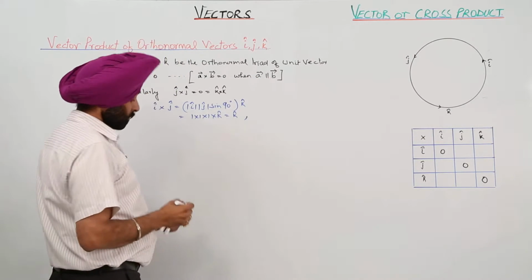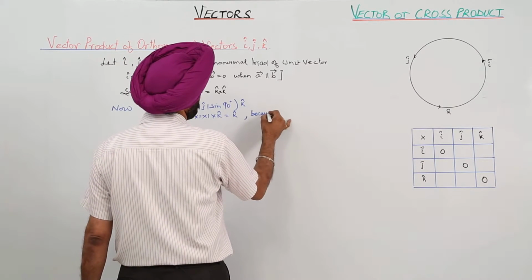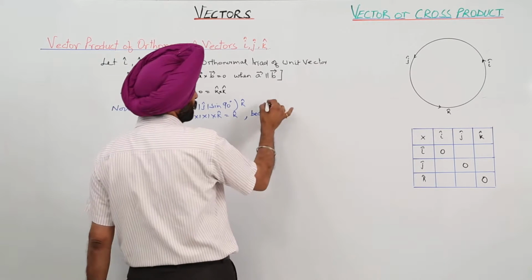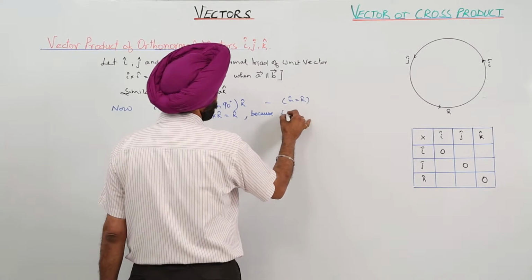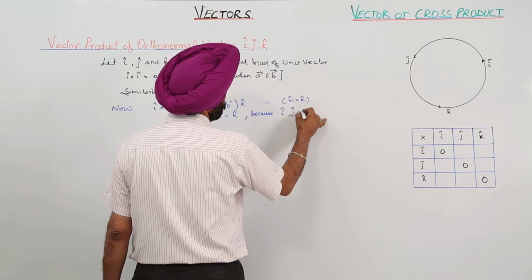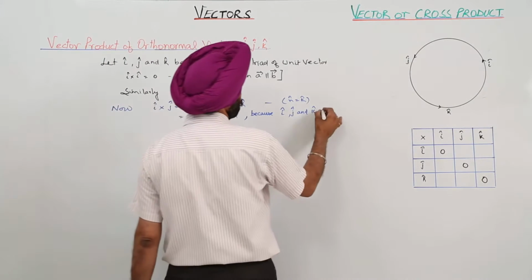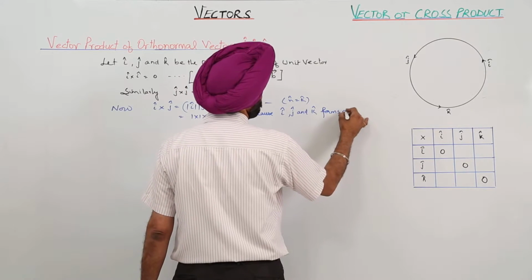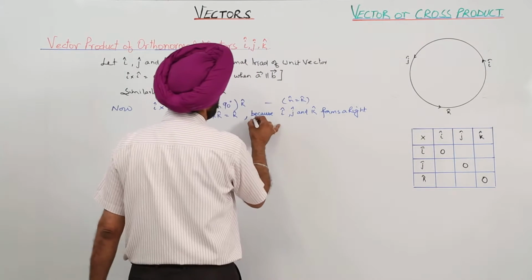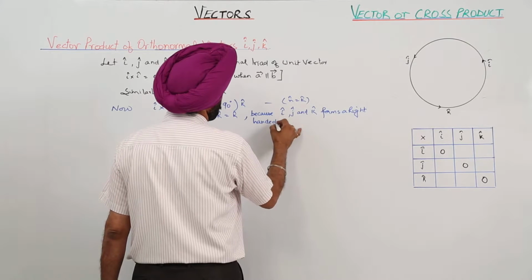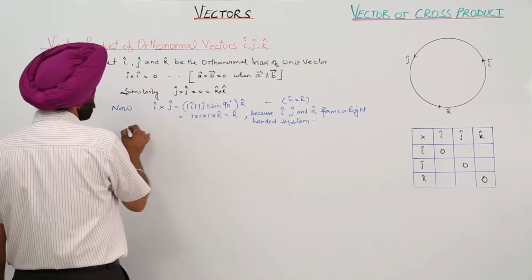What is the reason we are taking this? Because in place of n cap I have taken k cap, because i cap, j cap and k cap form a right handed system.